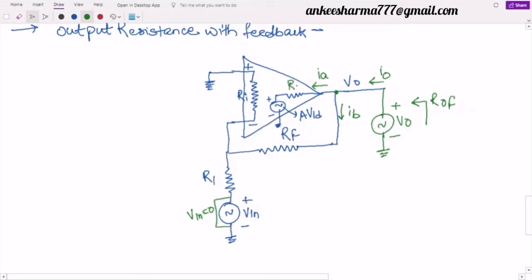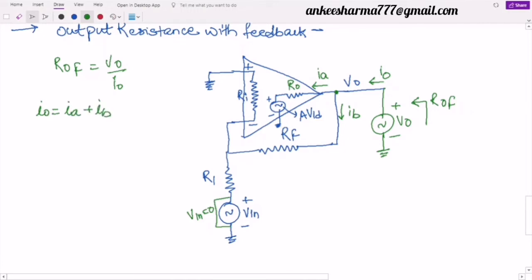And this resistance is R naught. So I will write here that my output resistance with feedback will be nothing but equal to V naught by I naught. The second thing is that my total current I naught, assume it equal to IA plus IB.